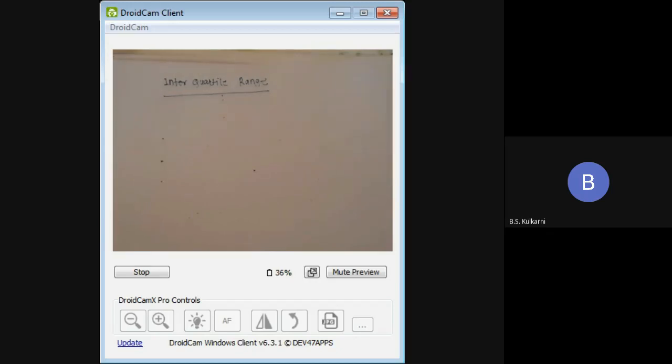Okay, so these are the uses of the range, and now we are going to find out the interquartile range. So put the heading as interquartile range.